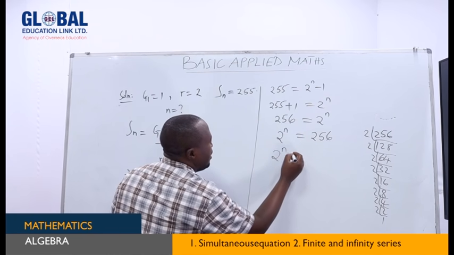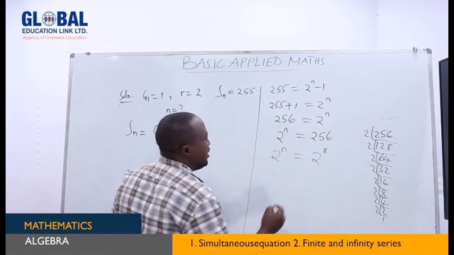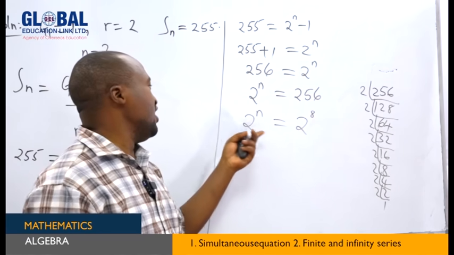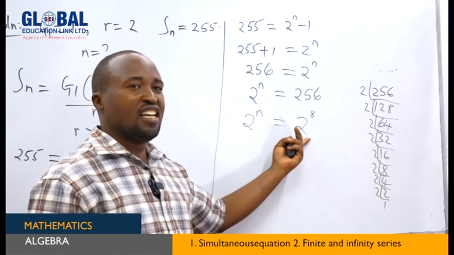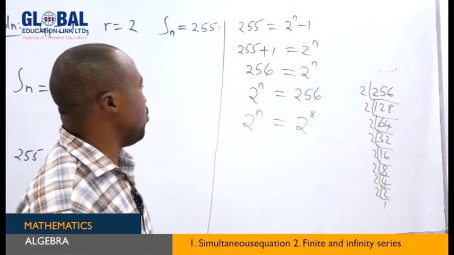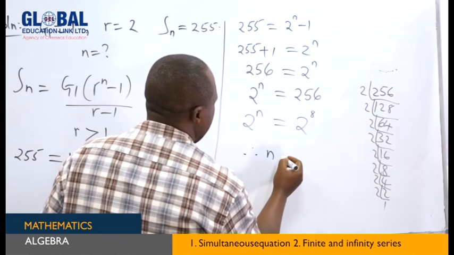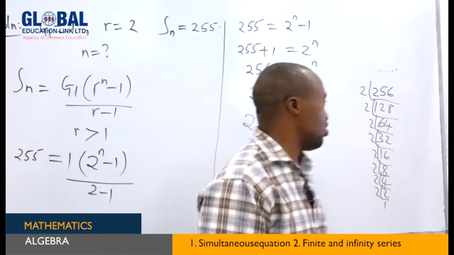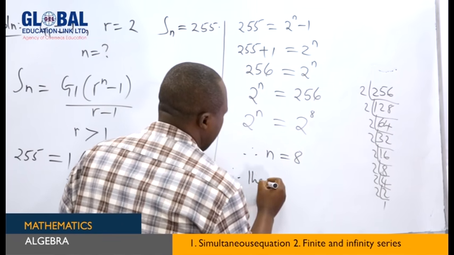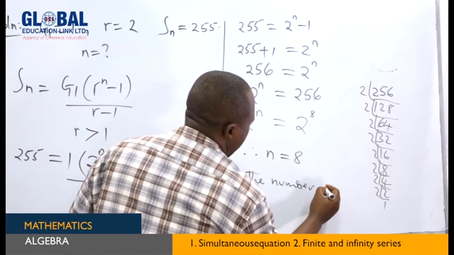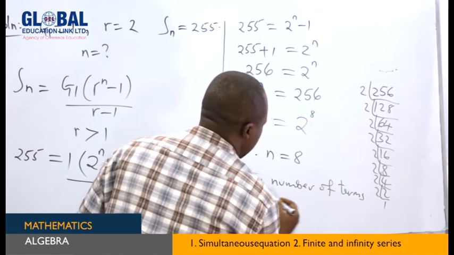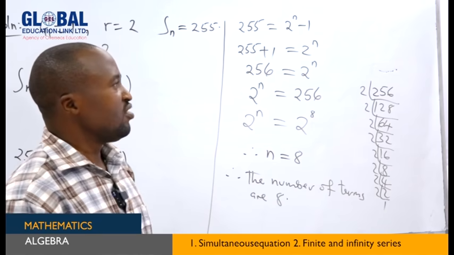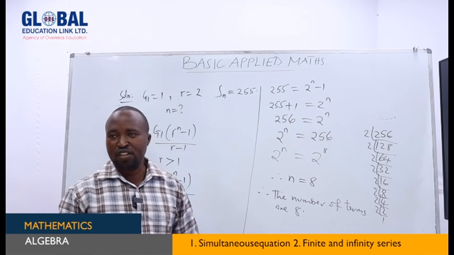Therefore, 2 raised to N is equal to 2 exponent 8. Now, remember, here we are having the same base. Our base is 2, one on the left-hand side, the other on the right-hand side. Now, equal base implies equal exponent. Therefore, N is equal to 8. Now, how many terms are there? The number of terms are 8. So we are having 8 terms and this is a geometric progression.